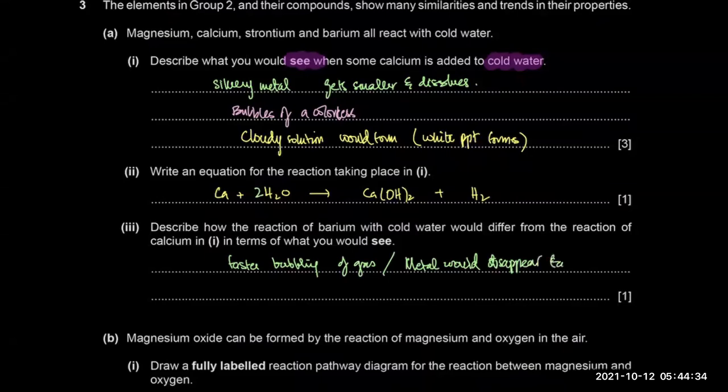What's another observation that you would see with barium? Would barium hydroxide form as cloudy a solution? No, right? Barium hydroxide is more soluble. So you would also see a clear solution. Any one of these three differences would be fine. Okay, there's three, it's a one mark thing. So you can write any of them. Okay, clear solution, since barium hydroxide is more soluble.